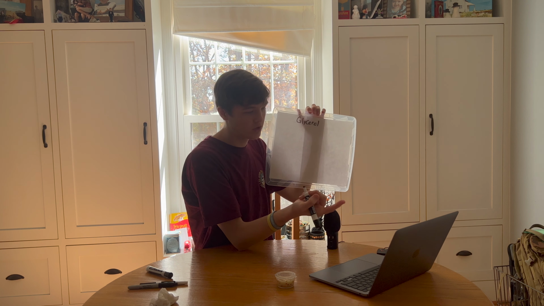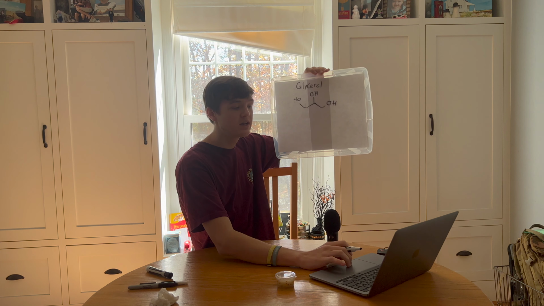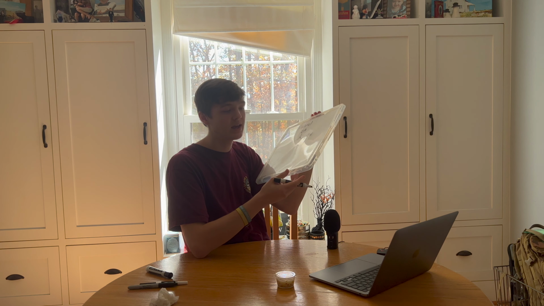And then it has 3 hydroxyl groups. As you can see, that is pretty easy to comprehend. So it has a chemical formula of C3H8O3. And then it has a molar mass of 92.094 grams per mole, and it has a density of 1.261 grams per centimeter cubed.